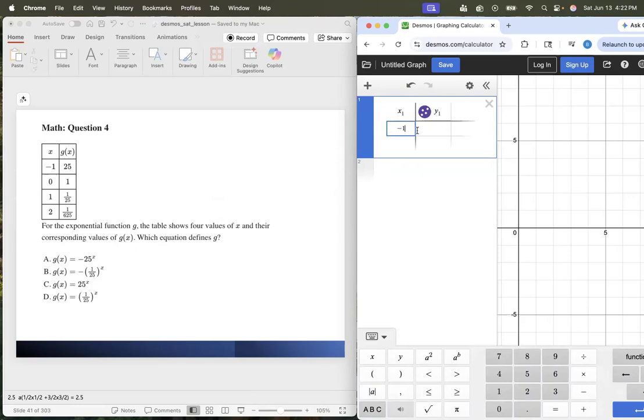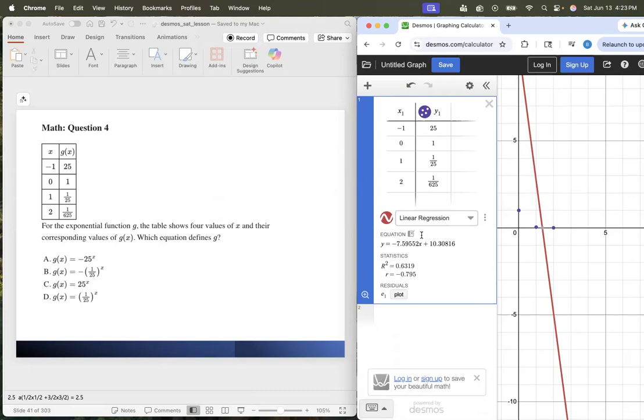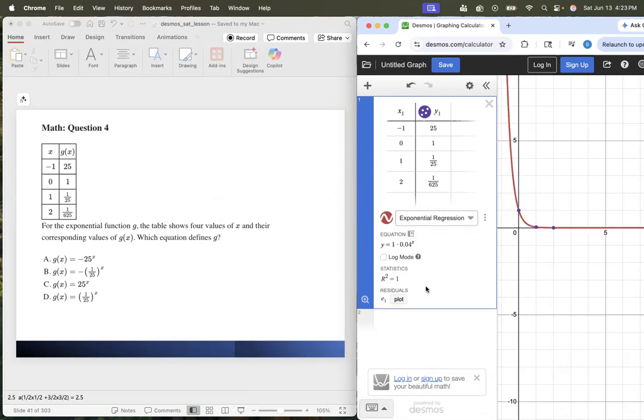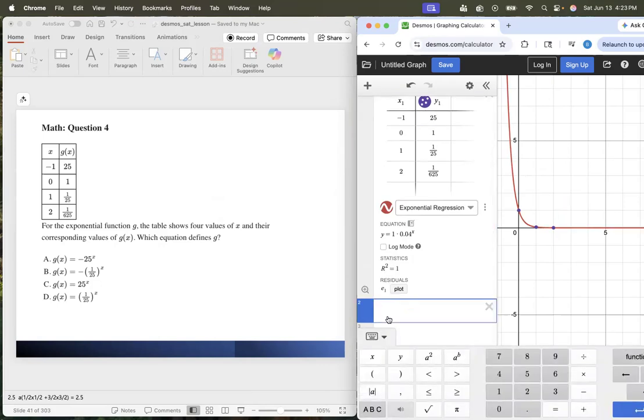Well, so we're going to put minus 1, 25, and then 0, 1, and 1, 125, and then 2, 162.5. And I said plot it for me. Then I changed this to exponential function. And so this is what it looked like. Now you get to figure out which one is going to match that. So we just have to plot each graph and see if it's going to do the same thing for us.